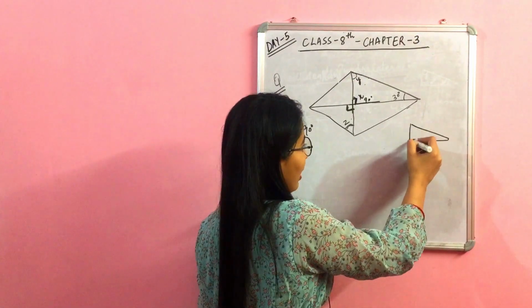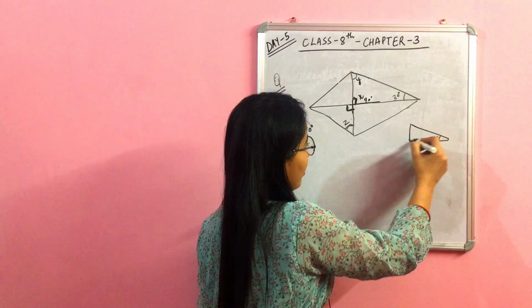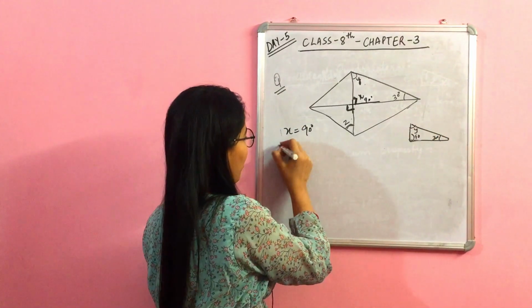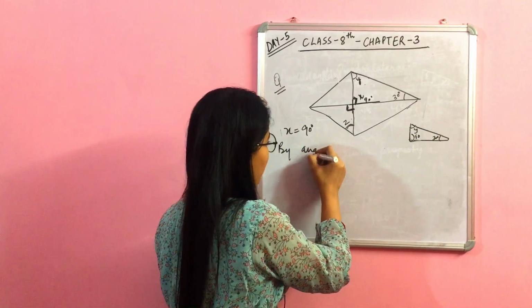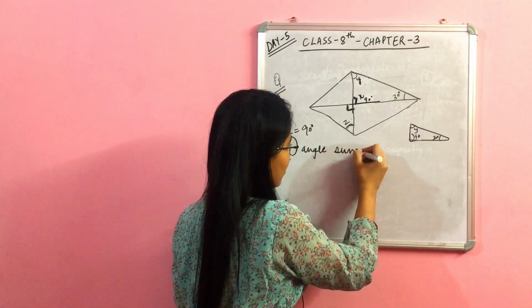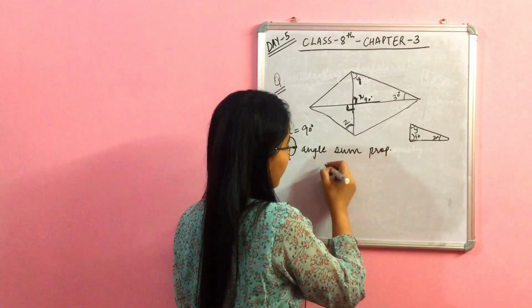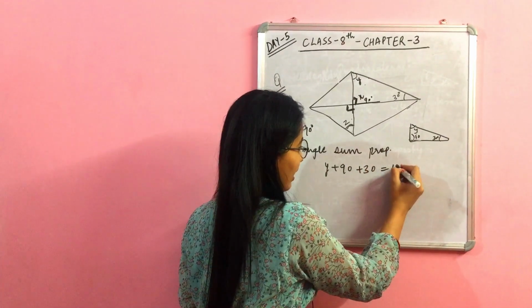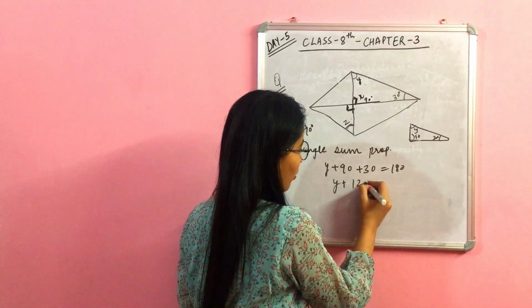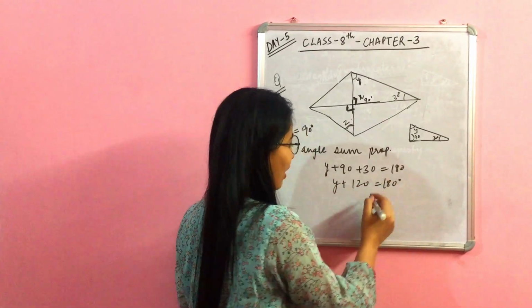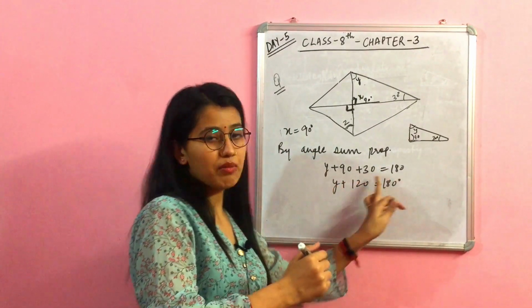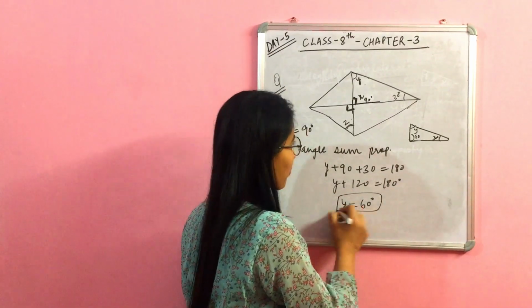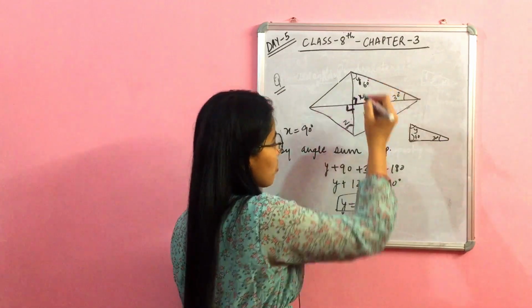If you draw roughly here, this is 30 degrees, this is 90 degrees and this is y. So by the angle sum property, I'll just write here: y plus 90 plus 30 is equal to 180 degrees, right? So y plus 120 is equal to 180. We can find the value of y: 180 minus 120, we get y is equal to 60 degrees, right? So this y is equal to 60 degrees.